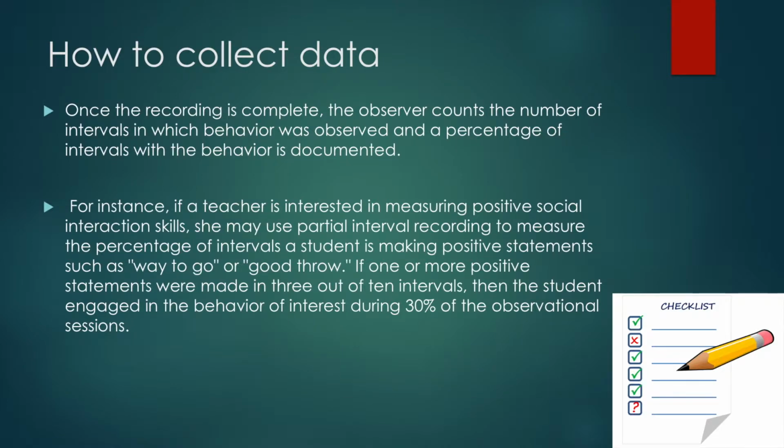Once the recording is complete, the observer counts the number of intervals in which behavior was observed, and a percentage of intervals with the behavior is documented. For instance, if the teacher is interested in measuring positive social interaction skills, he may use partial interval recording to measure the percentage of intervals a student is making positive statements, such as "way to go" or "good flow." If one or more positive statements were made in 3 out of 10 intervals, then the student engaged in the behavior of interest during 30% of the observational session.